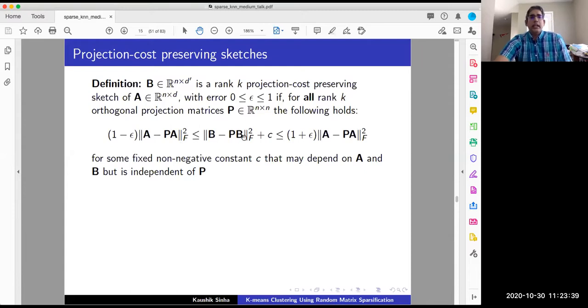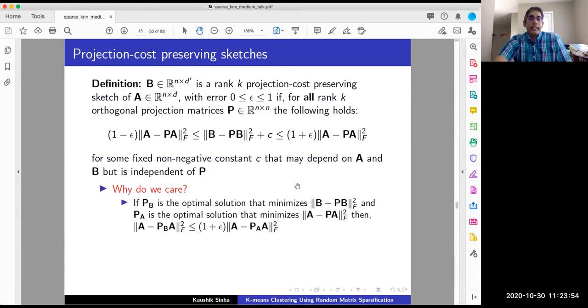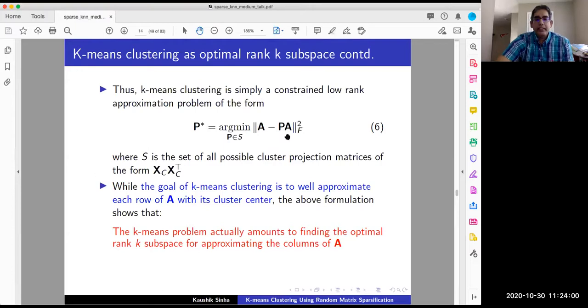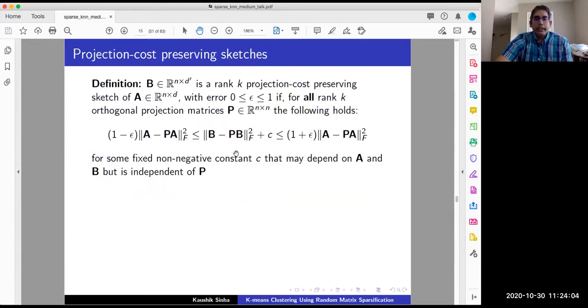So essentially, it holds for some non-negative constant C, and that may depend on A and B, but does not depend on the projection matrices P. That is well and fine, but why do we even care about this kind of definition? Well, here's the reason. Remember the way we have constructed this definition of the objective function of k-means clustering. Now, with this definition, the implications are as follows.